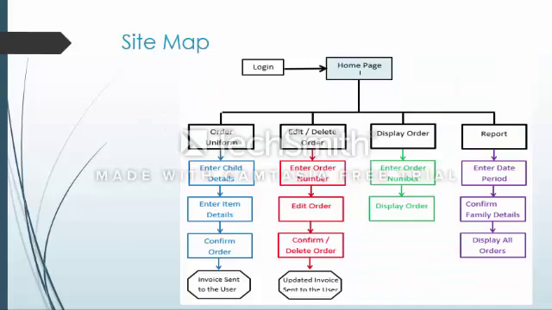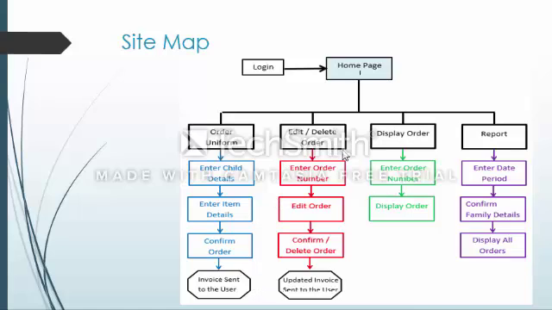Here I am going to explain our sitemap. We have our login section, and when you log in, it goes to the home screen. It has 4 options, which are Order Uniform, Edit Delete Order, Display Order and Report section. In the Order Uniform section, after you enter your child's details, you can enter your item details. When you confirm your order, it automatically sends you an invoice with payment details.